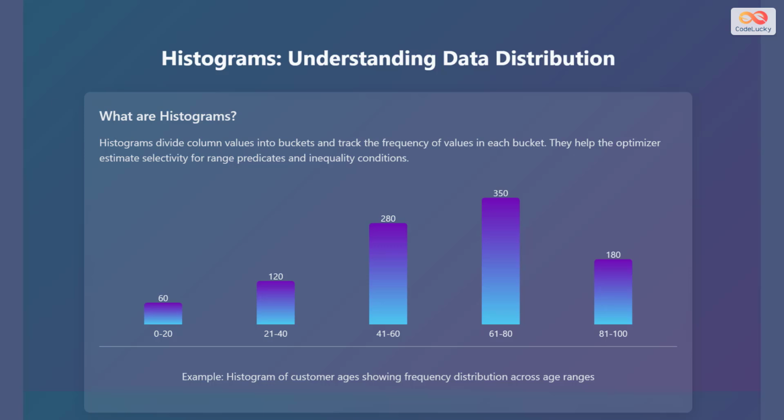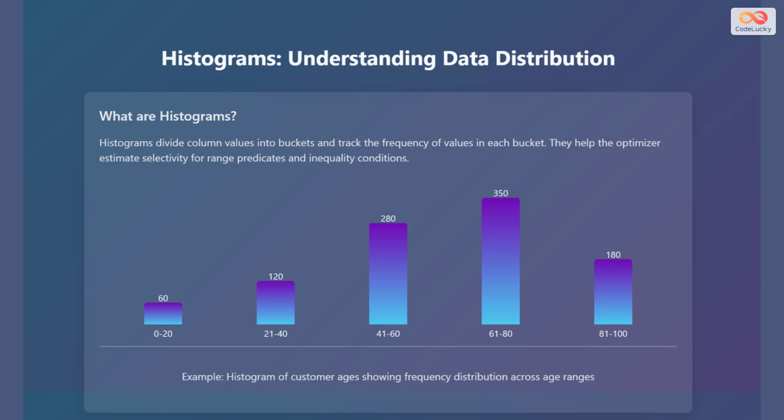Histograms provide insights into data distribution. Histograms divide column values into buckets and track the frequency of values in each bucket. They assist the optimizer in estimating selectivity for range predicates and inequality conditions. For example, consider a histogram of customer ages displaying the frequency distribution across various age ranges.